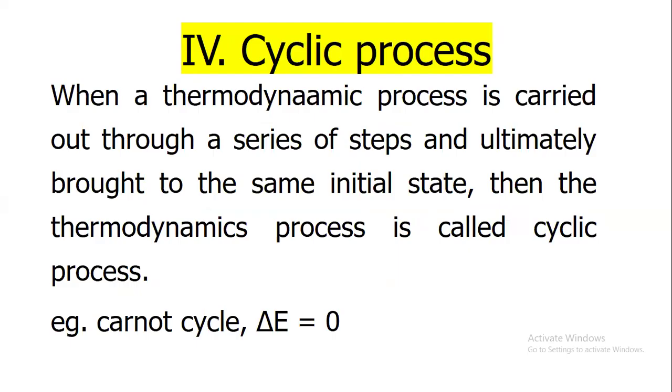Cyclic process: when a thermodynamic process is carried out through a series of steps and ultimately brought to the same initial state, then the thermodynamic process is called a cyclic process, for example the Carnot cycle. For a cyclic process, delta U equal to 0.